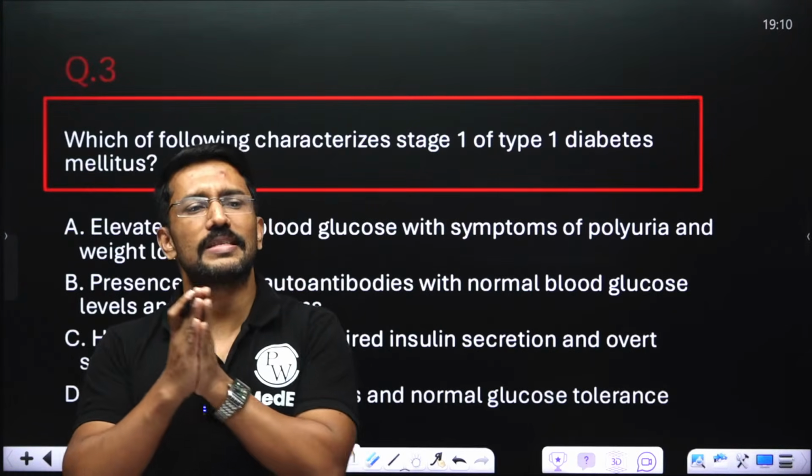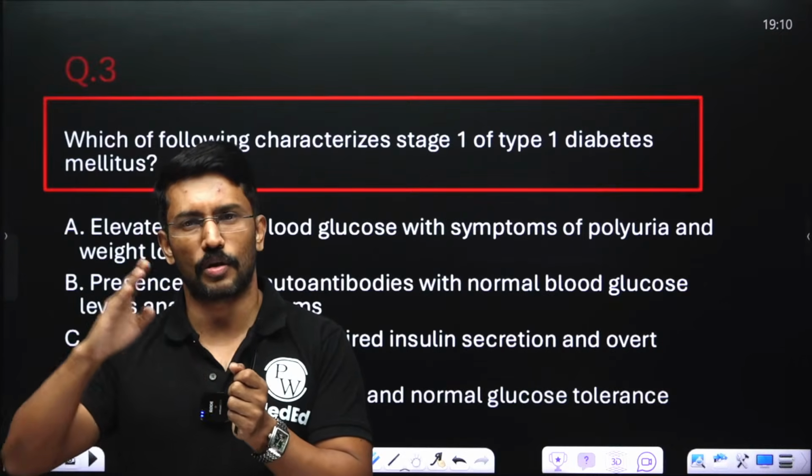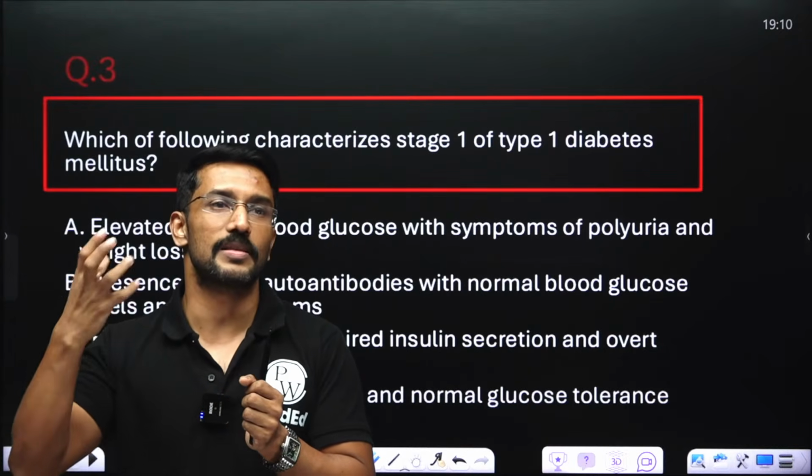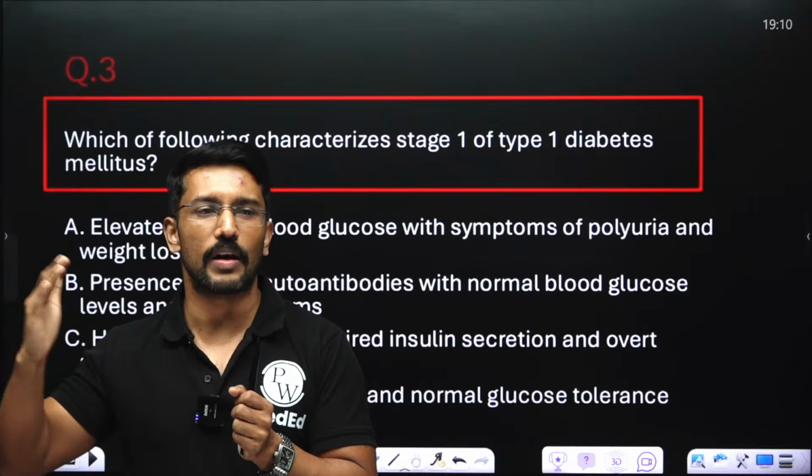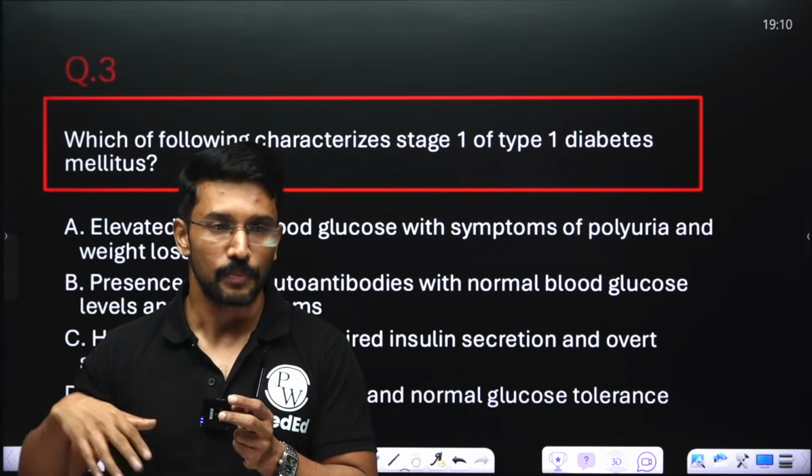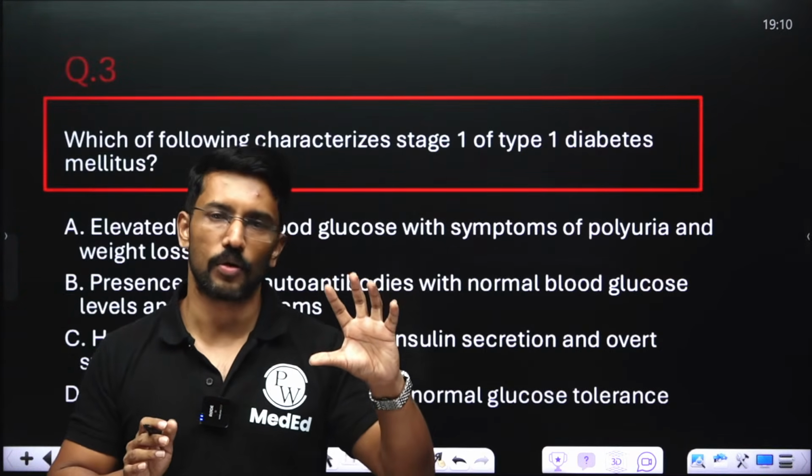In stage 1, we just have antibody production, and these antibodies are causing damage to beta cells, but beta cell mass is not critically decreased. The patient will not have overt hyperglycemia and symptoms of diabetes. Only antibodies will be positive.